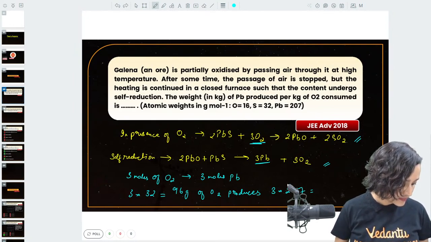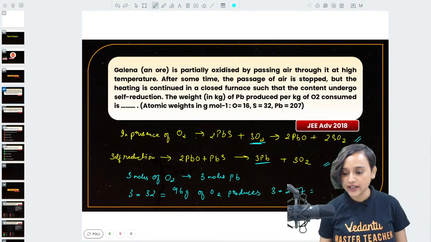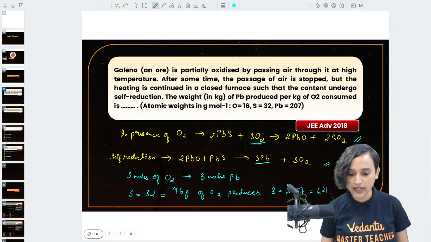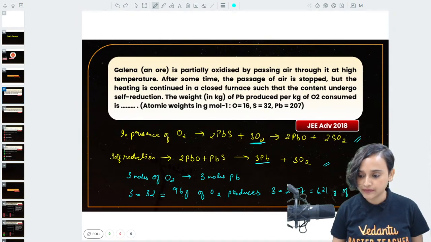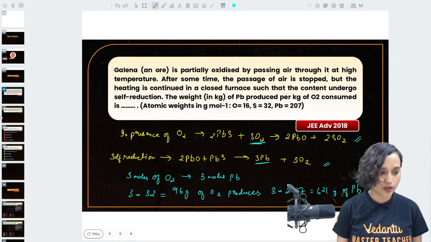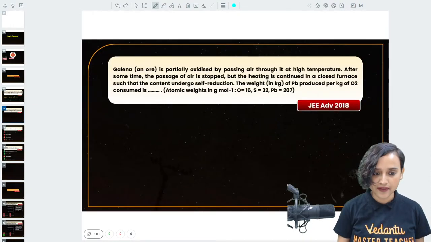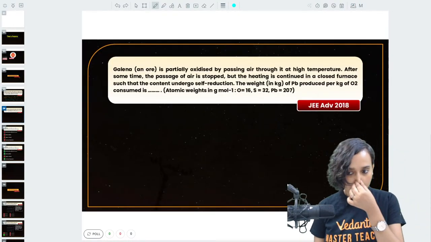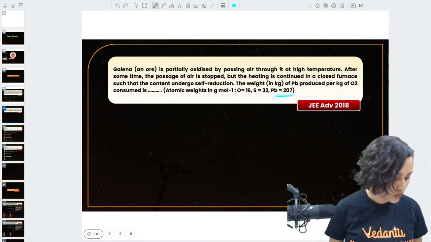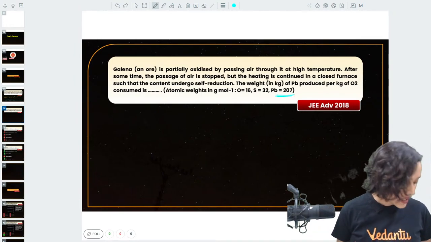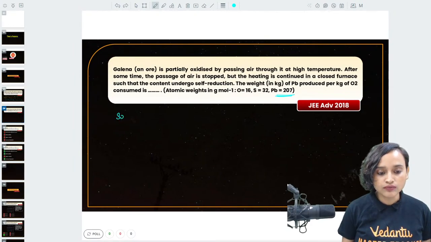What's the answer? Very good, Roman. 621. Yes, 621 gram of Pb. That's what we will get. Now, because I don't have enough space, I'm going to this. Now, this is also given here. See, Pb is equal to 207.